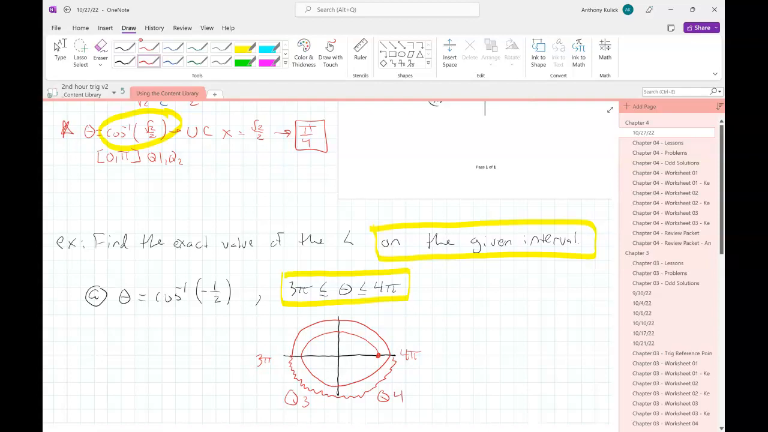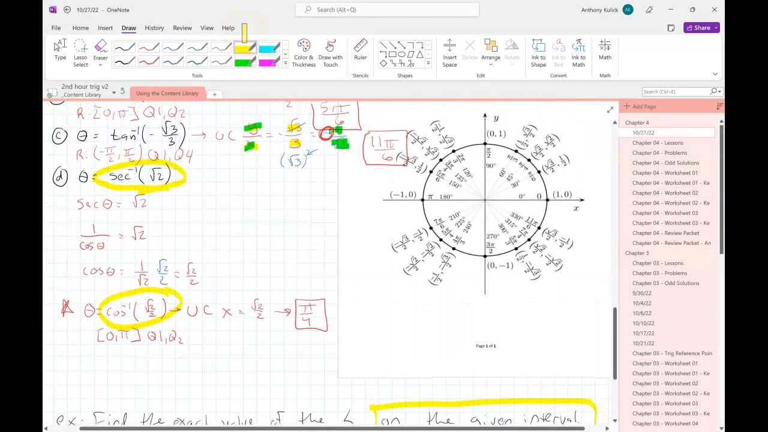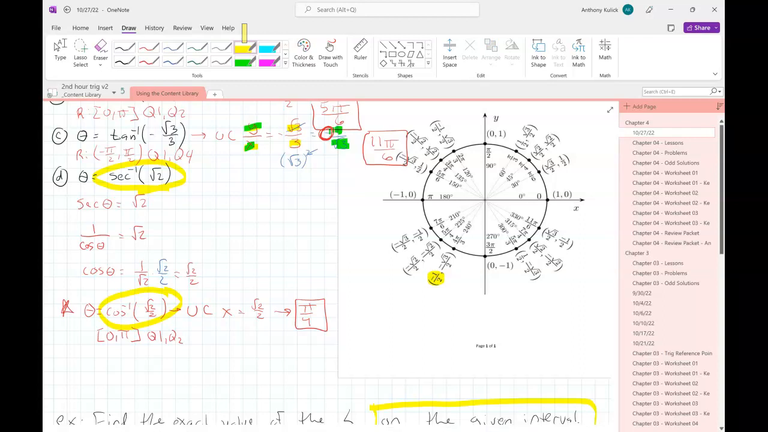So I'm going to go to the unit circle, and I'm going to look for where the x-coordinate is -1/2 in quadrants 3 and 4. So if I go back to my unit circle, looking for where x is -1/2 in quadrants 3 and 4, the only place that occurs is at 4 pi over 3. Everybody cool with that?